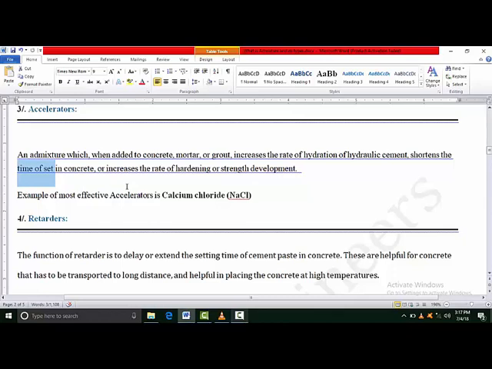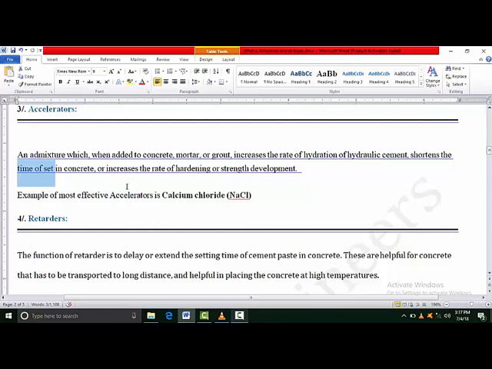It decreases our initial setting time, okay. Normal cement has 30 minutes of initial setting time. By the use of accelerator, the initial setting time decreases. It may be 5 minutes, 10 minutes, as well as 15 minutes, okay. So it is reduced compared to the normal initial setting time of cement.